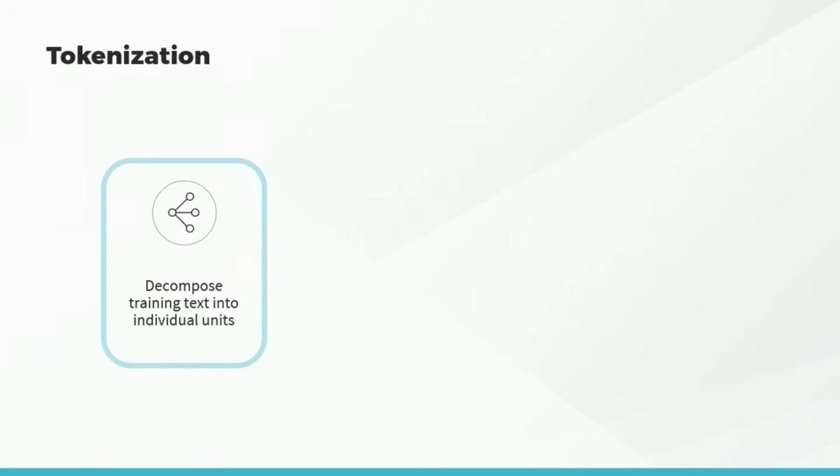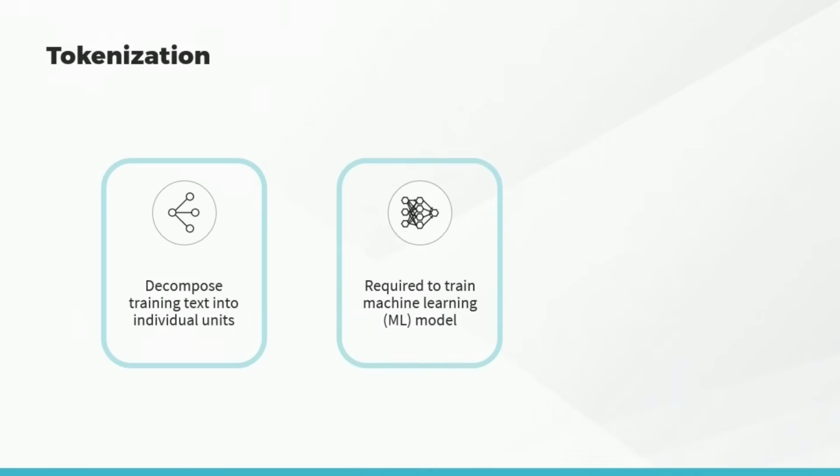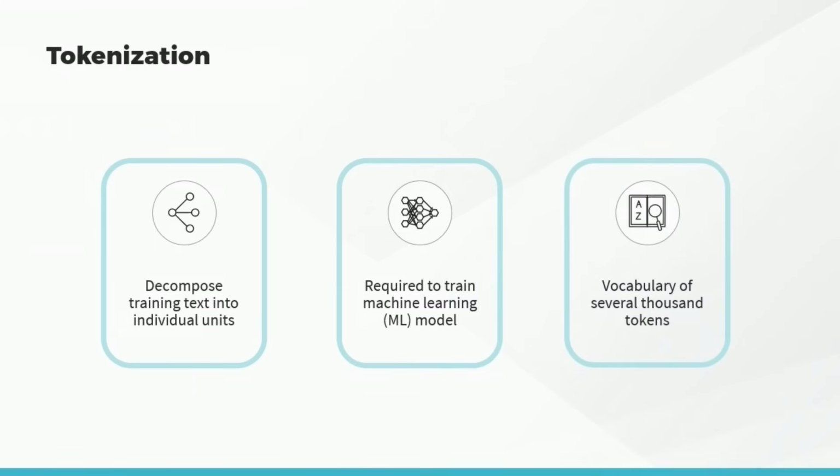Okay, so the initial step when training a transformer model involves tokenizing the training text. Tokenization is the process of decomposing the training text into individual units that represent unique text values like words, partial words, combinations of words, and punctuation. This makes it possible for machine learning models to analyze or process the text. With an adequately large training data set, the model can acquire a vocabulary of thousands of tokens.